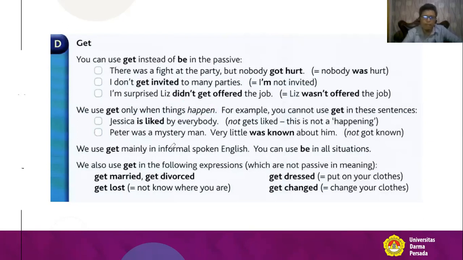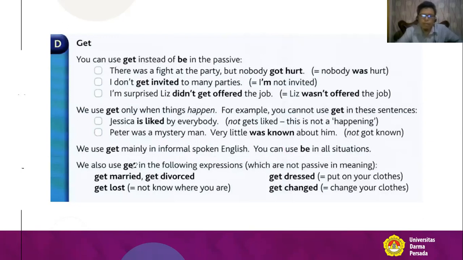Next, we use get mainly in informal spoken English. So this is informal. You can use be in all situations. I repeat again. We use get mainly in informal English, but we use be in all situations.